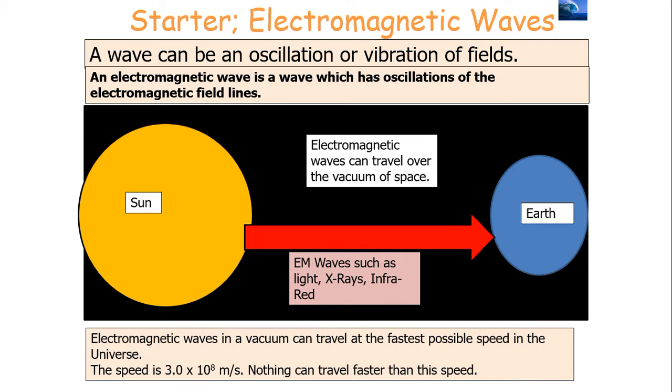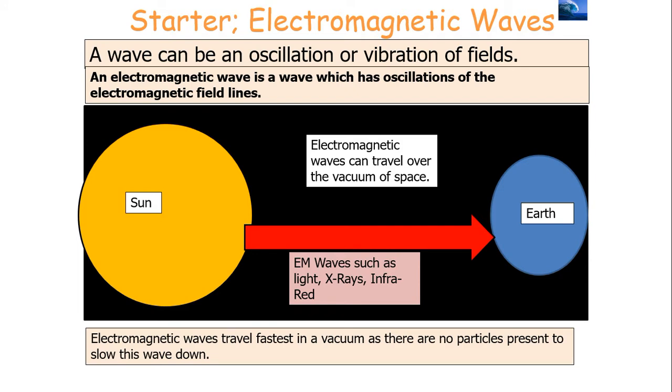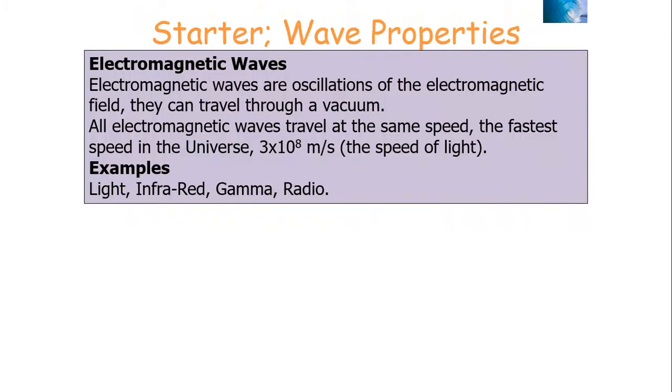Now, electromagnetic waves in a vacuum can travel the fastest possible speed in the universe. That speed is 3×10⁸ meters per second. Nothing can travel faster than this speed. Now, electromagnetic waves travel fastest in a vacuum as there are no particles present to slow the waves down.